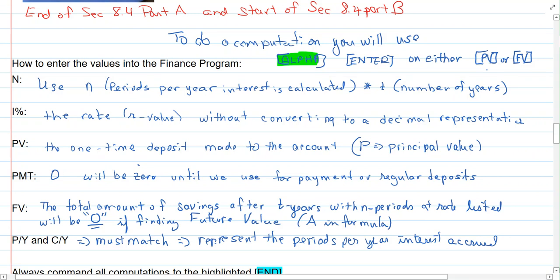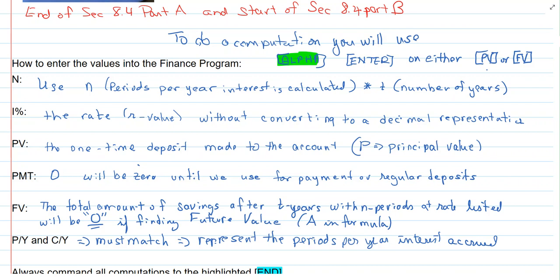Well, we ended section 8.4, part A, with a description of everything we needed for the apps key, how to get it, how to find it, and proceeding on how to represent it. So what I've done is for you to be able to utilize what we learned above. I'm going to say it again, and the fact that we're going to use an alpha enter on either the present value or the future value.